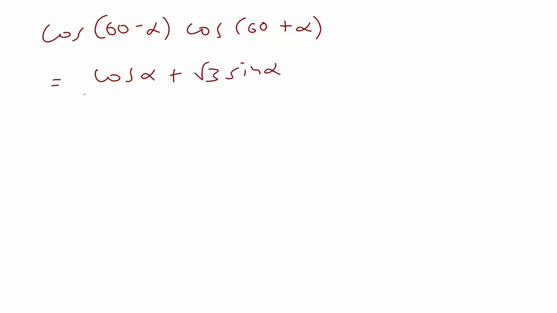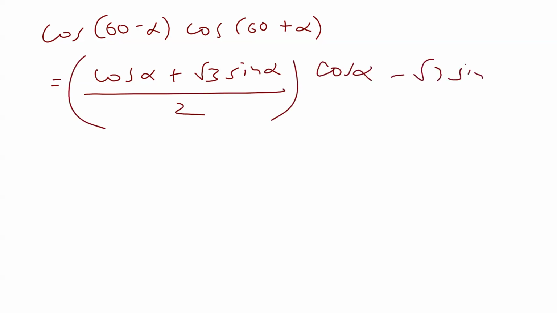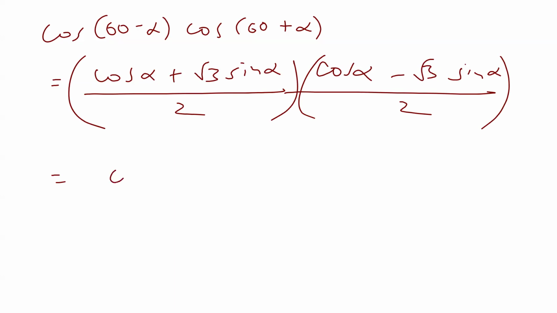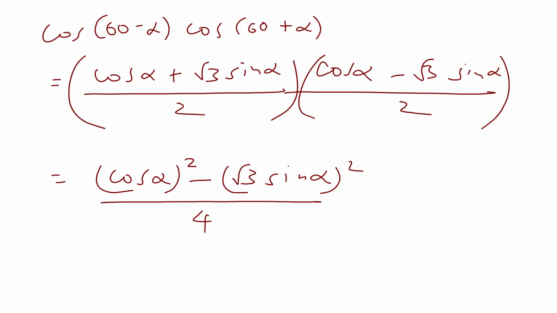So cos 60 minus alpha into cos 60 plus alpha is equal to cos alpha plus root 3 sin alpha upon 2 and cos alpha minus root 3 sin alpha upon 2. Okay, now in the numerator I'm going to do a plus b into a minus b, which is a square minus b square upon 4. So this is equal to cos square alpha minus 3 sin square alpha upon 4.